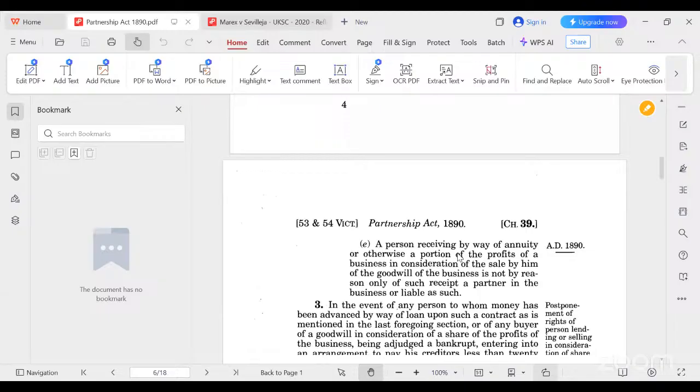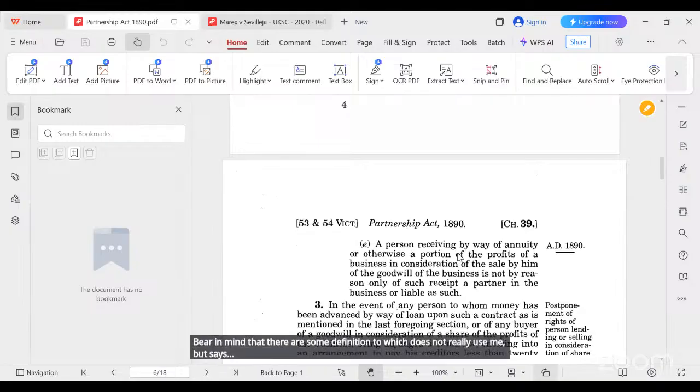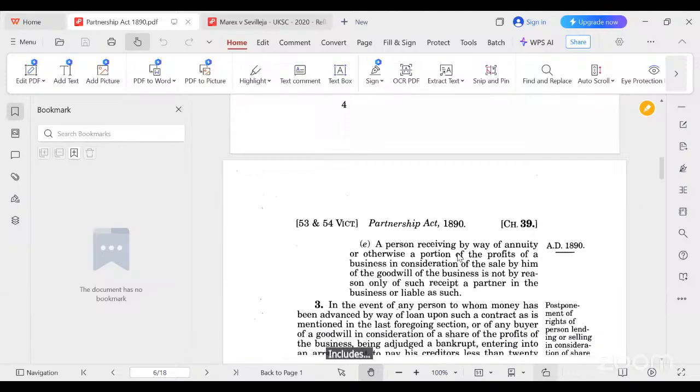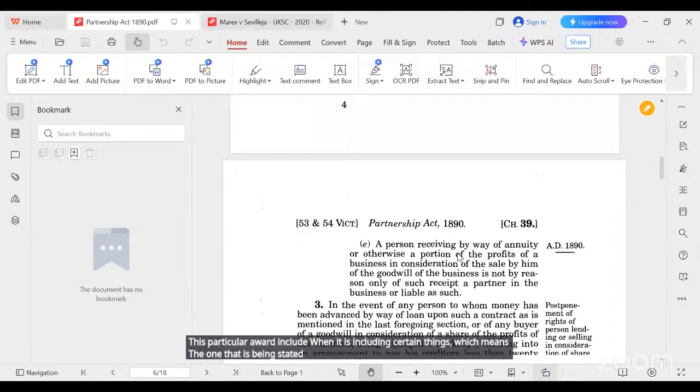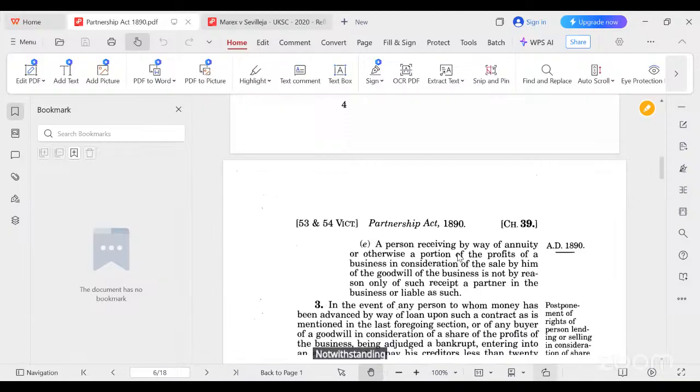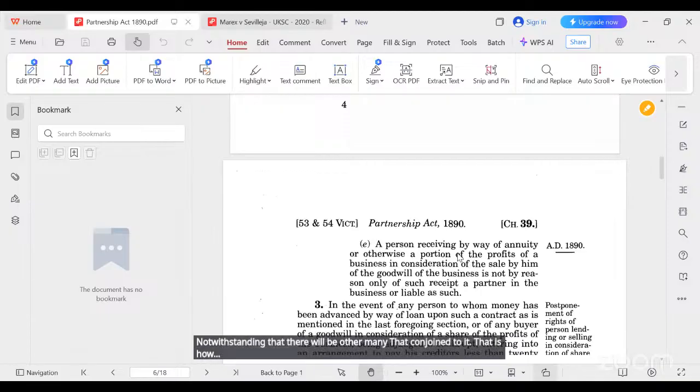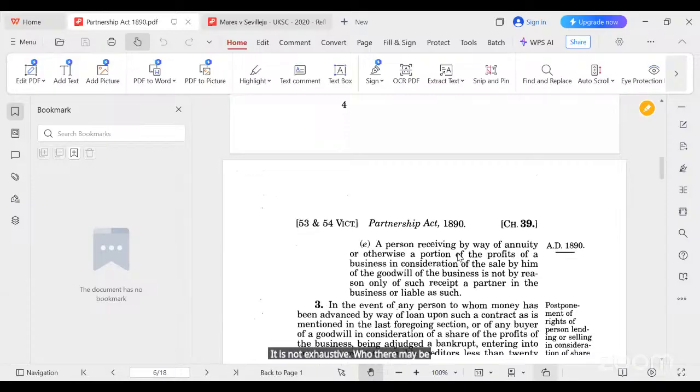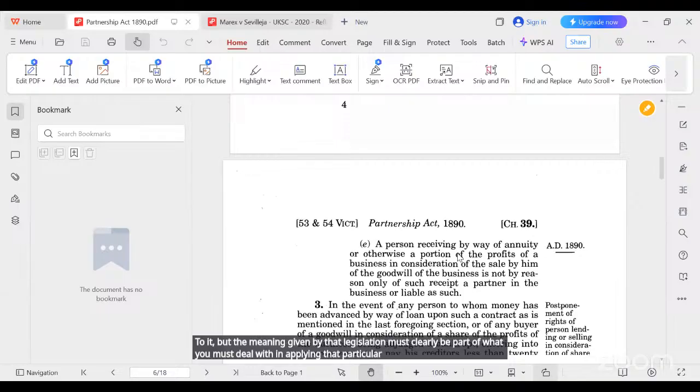Now, bear in mind that there are some definitions which do not really use means, but say, for example, director includes. When you are defining director and the word includes is used, the things stated must be part of the definition, notwithstanding that there can be other meanings that join to it. That is how it wants you to understand it. In essence, the definition that includes is not exhaustive. There may be other meanings to it, but the meaning given by that legislation must clearly be part of what you deal with in applying that particular law. Okay, so bear that in mind.